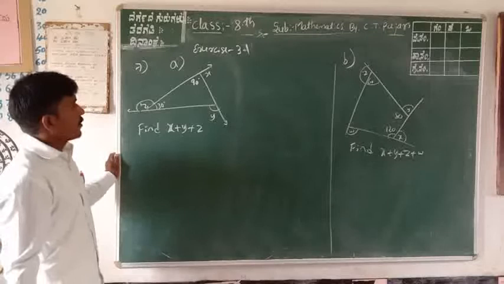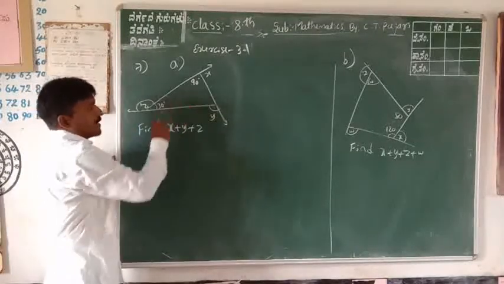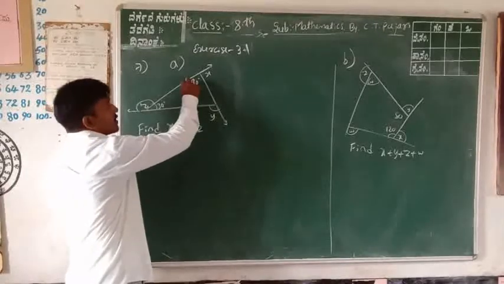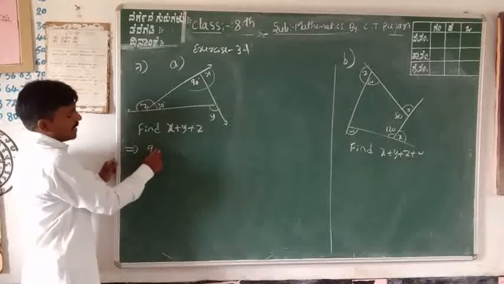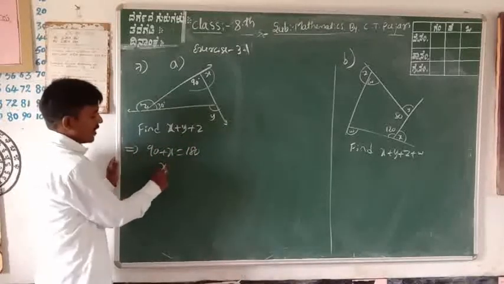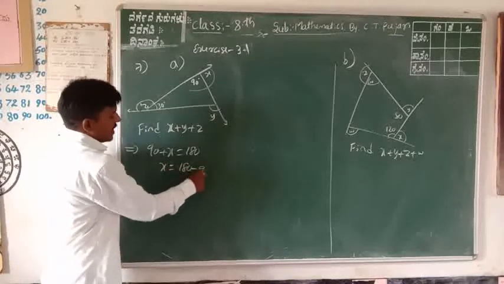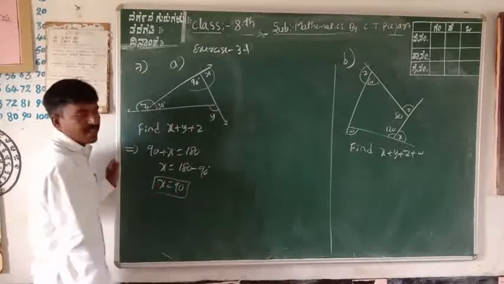Next, you can find out the linear pair of angles, 90 degrees. This straight line is a linear pair. Therefore, first, 90 degrees plus x is equal to 180 degrees. Therefore, the x value is 180 degrees minus 90. Therefore, x is equal to 90 degrees. That is a linear pair of angles.